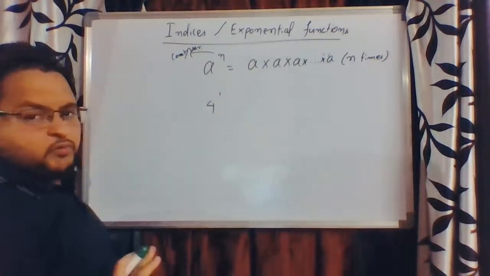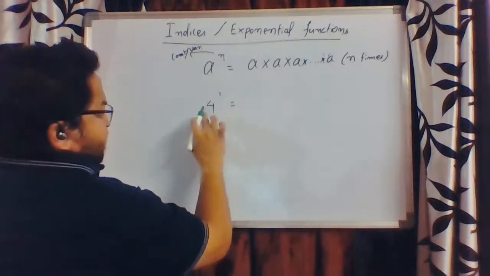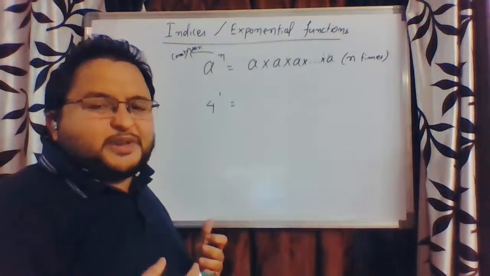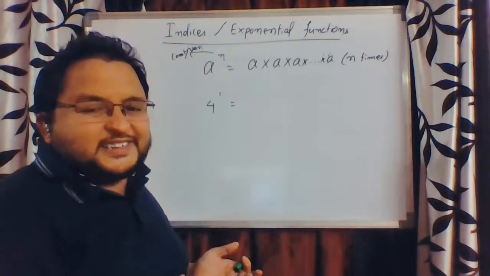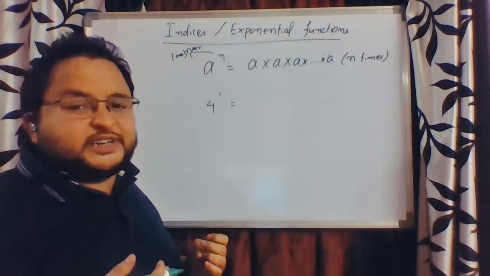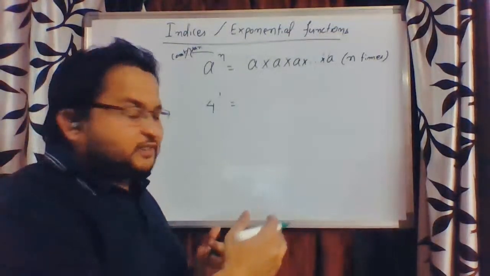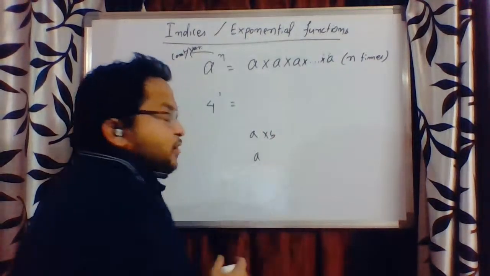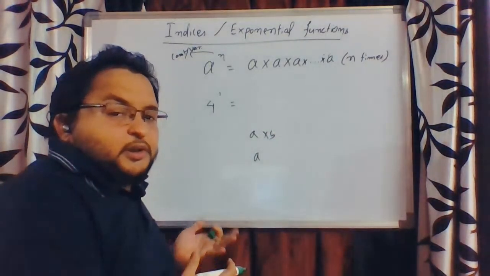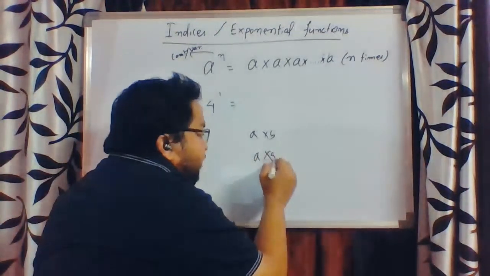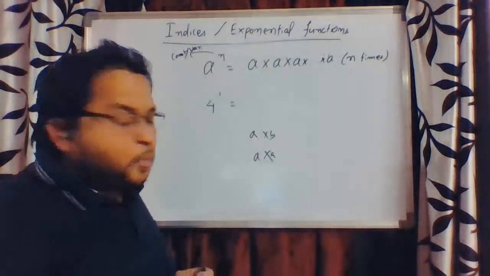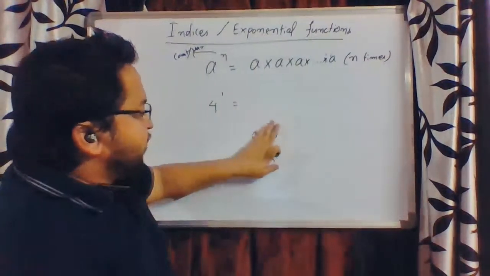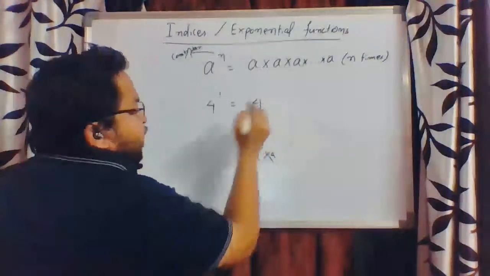Now for example, suppose I have 4 to the power 1. What does it mean? Same rule: 4 multiplied with itself one time. But multiplying something one time doesn't make sense, because the multiplication operation is defined between two operands. We have always known A into B. If I'm multiplying A with itself, then it would at least be A into A, which means it is two times already. So the basic definition says anything raised to the power 1 is that number itself.